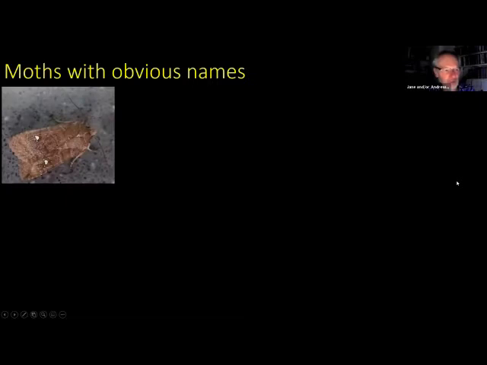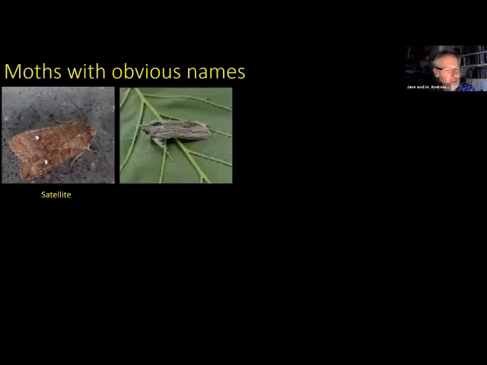Now, some moths are very obviously named. This one is the satellite, and if you look on the wings, you can see that you've got the big white planet with a little white dot, or even a couple of white dots either side, like satellites, as in moons orbiting a planet. Then this one is called the shark, and you can see it's got the big dorsal fin sticking up at the top.